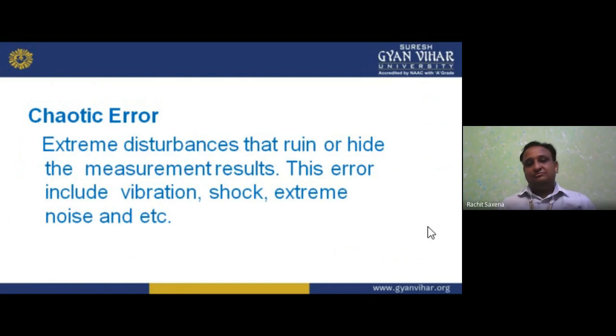Now, chaotic error. Basically, chaotic errors are extreme disturbances that ruin or hide the measurement results. These errors include vibration, shock, extreme noise, and so on.